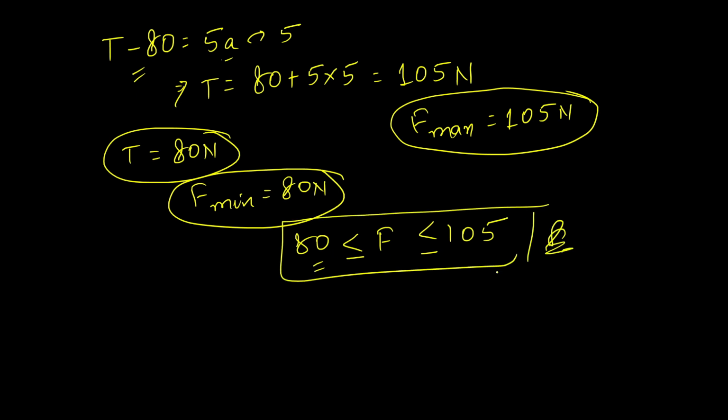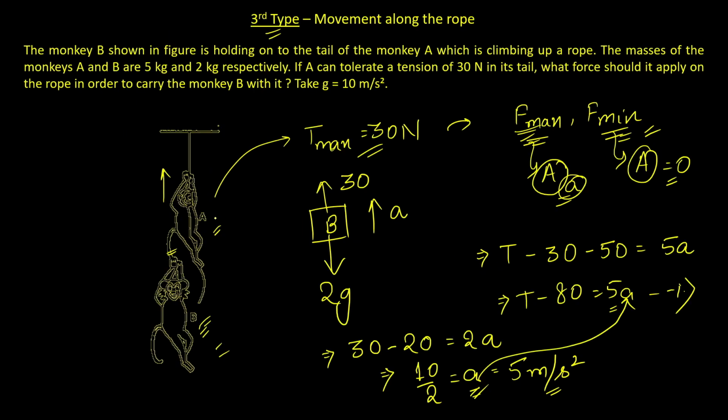From 80 Newton to 105 Newton, the force is going to vary that this monkey A is going to apply on this rope. So this is the manner by which you need to proceed for the third type of question, when there is a movement along the rope.